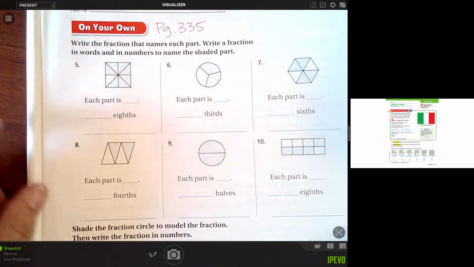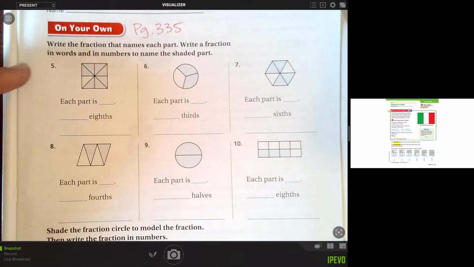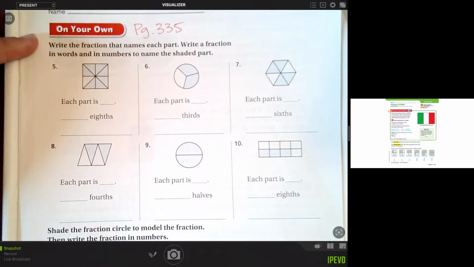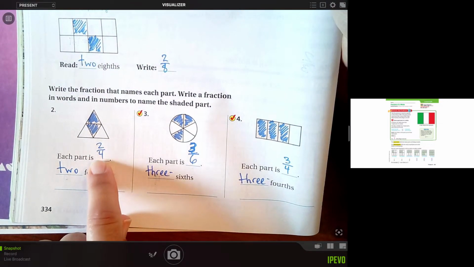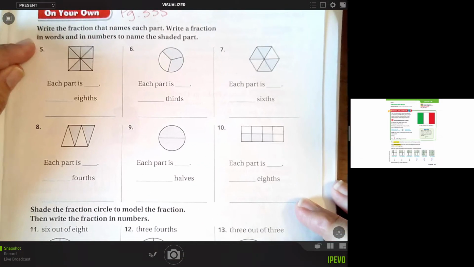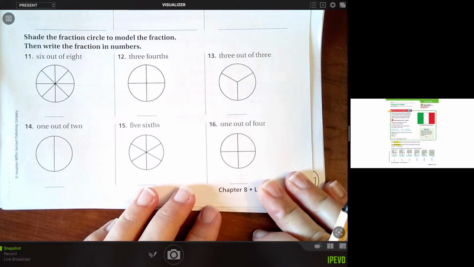All right. You're not turning anything in for this lesson. So really just try to challenge yourself to make sure you understand it. For 5 through 10, you're going to write the fraction that names each part. Write a fraction in words and in numbers to name the shaded part. This part on page 335 is just like what we did down here. Okay, the fraction part and the word part. So you'll do that for 5 through 10. 6 problems to practice. And then down here, you're actually going to shade the fraction circle to model the fraction and then write the fraction in numbers.